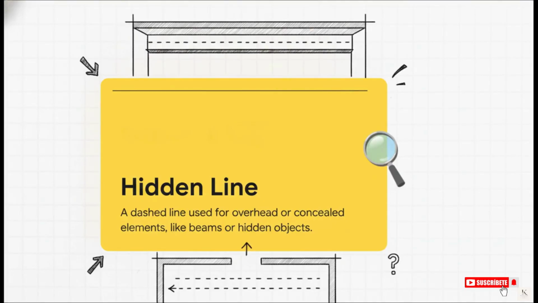So how exactly do we draw things we can't see, either because they're above us or buried inside a wall? We use a hidden line. This is a dashed line specifically used for overhead or concealed elements. Think about a big structural beam. In reality, it is definitely there in the space, but in a standard floor plan cut, it's hovering above our heads. The dashed hidden line perfectly communicates, hey, this object exists in the real room, but it's hidden from our current view.